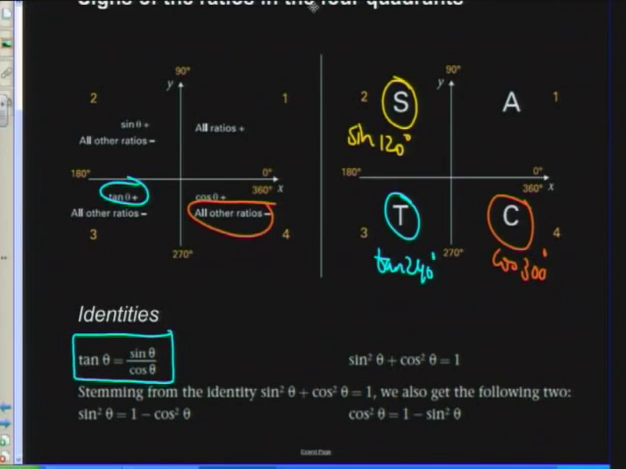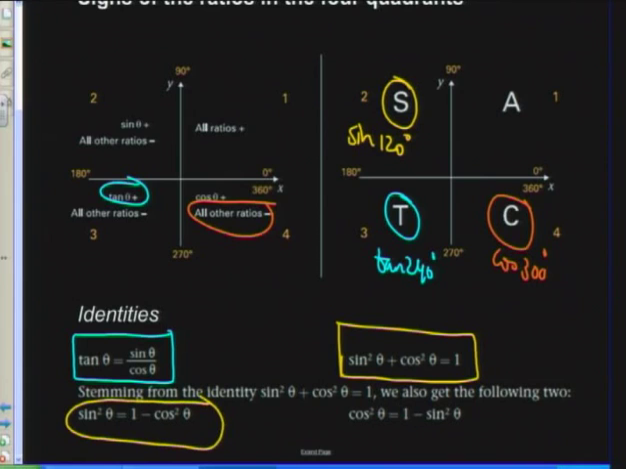Firstly, the quotient one, where tan can be written as sine over cos, and the squared identity, that's sine squared plus cos squared, no matter what the angle is, will always equal 1. And from that identity, we can also get that 1 minus cos squared is sine squared, and that 1 minus sine squared equals cos squared.